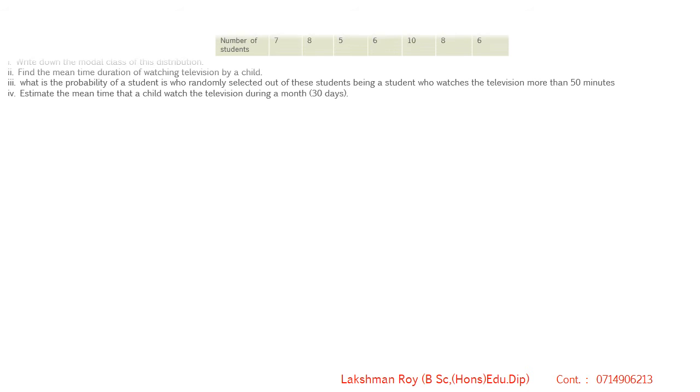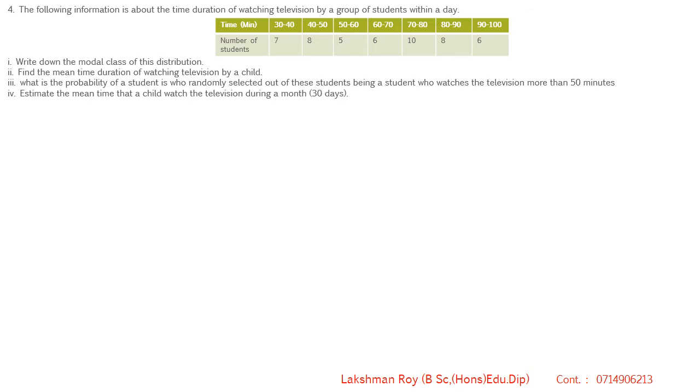Now shall we move to question number 4. You can see here question number 4 is about the mean. The question says: the following information is about the time duration of watching television by a group of students within a day. Time is given in minutes, in class intervals, and the number of students, that is the frequency, is also given.